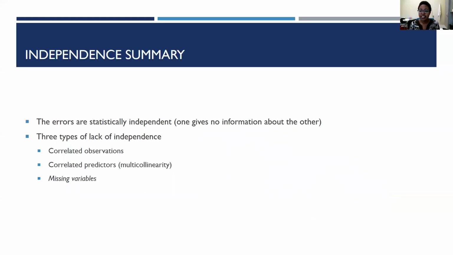So our next assumption is independence that we're going to talk about, and there are 3 types of independence. The independence assumption itself is that the error terms, residuals, are statistically independent. So one error term is not giving any information about another error term, right? And there's 3 ways that we can violate this. We're going to talk about correlated observations and correlated predictors right now, and then we'll talk about missing variables once we get to after the regression.